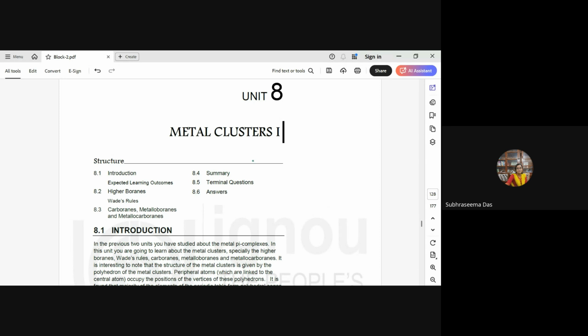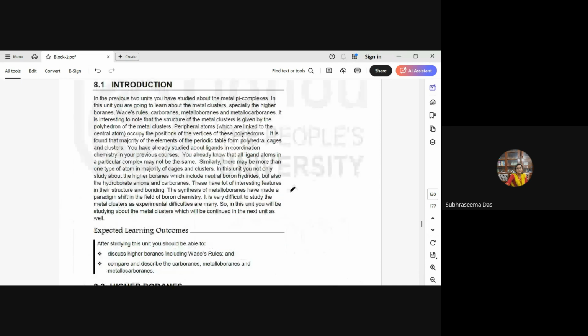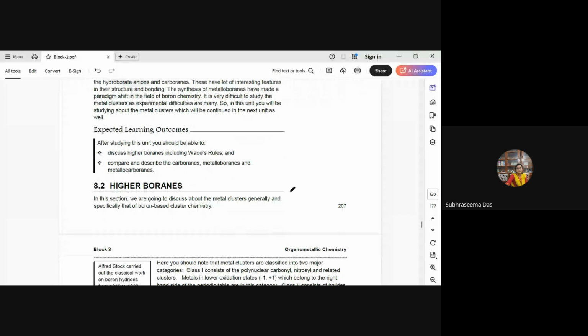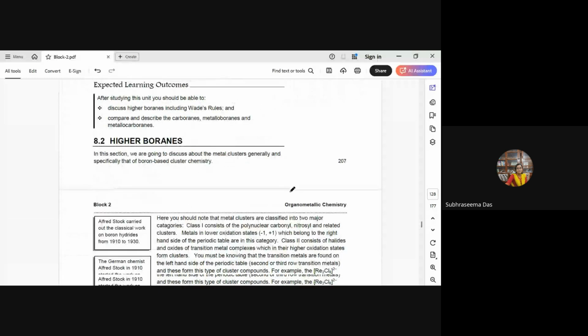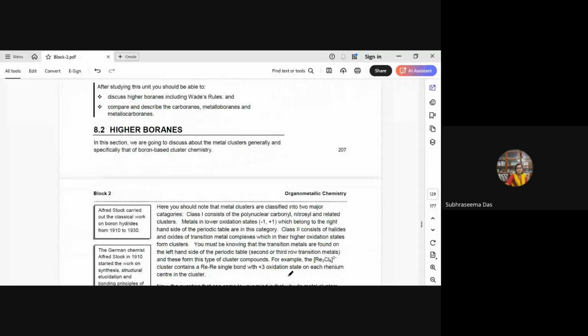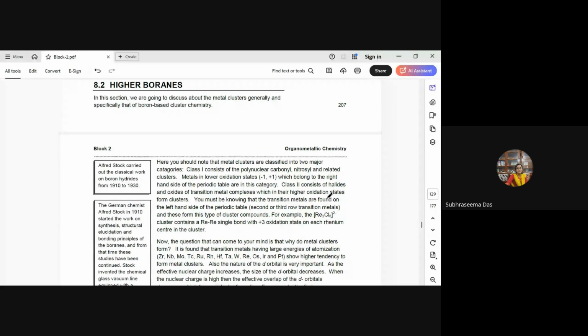So we'll start with the next unit, that is about metal clusters. Here we will be dealing with higher boranes. So this is mostly metal clusters, they indicate the boron based cluster chemistry. Here the metal clusters have been classified into two major categories.